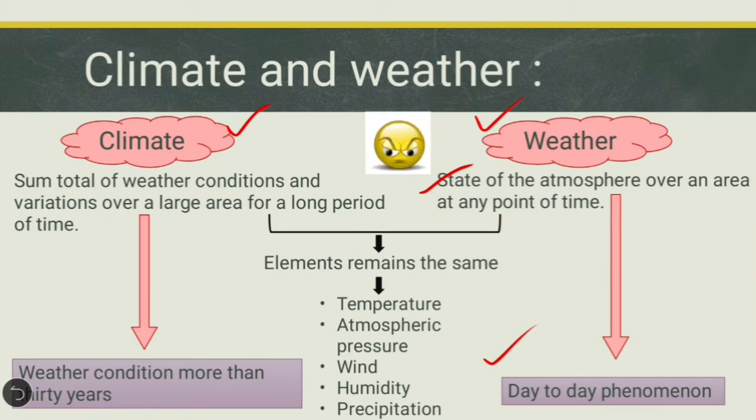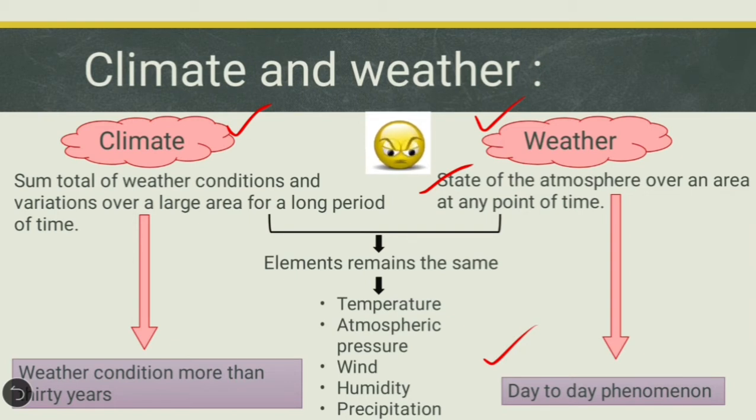So it is the sum total of weather conditions. When many weathers come together, they form variations over a large area. We can say weather covers a small area, whereas climate gives variations over a large area. Weather is over an area at a particular point of time, but climate is for a long period of time. So the sum total of weather conditions and variations over a large area for a long period of time is known as climate. Now we have seen the definition of climate and weather, and that is the differentiation.